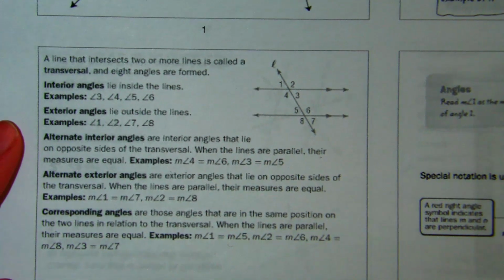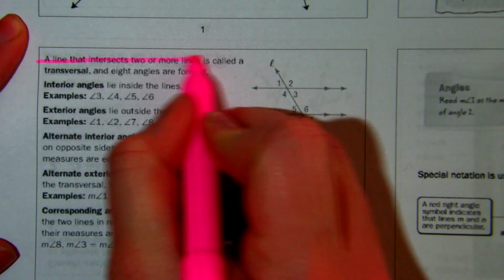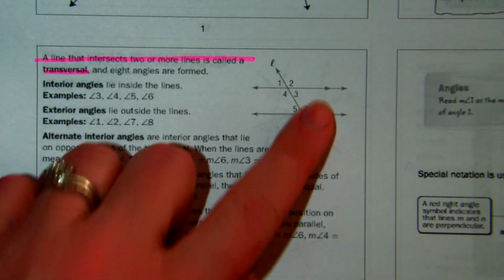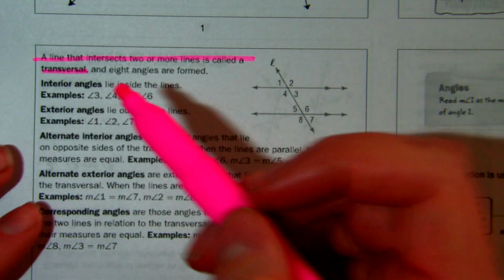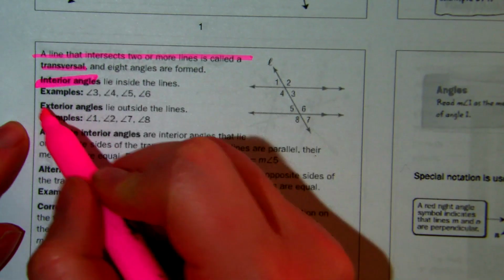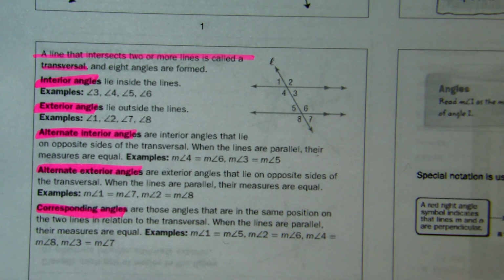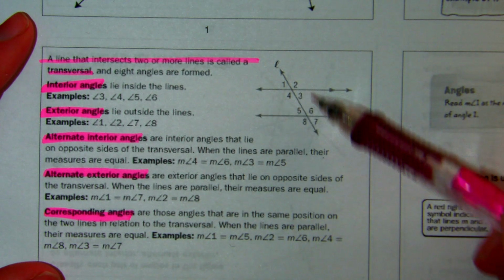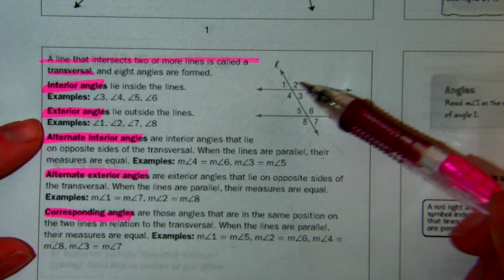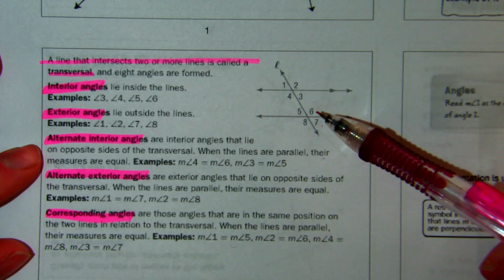Okay, so lots of vocab words here. A line that intersects two or more lines is called a transversal. And 8 angles are formed. They showed those. So interior angles lie inside the lines. So examples, they've got all of these vocab words. Interior, they show they're on the inside of the lines. So 3, 4, 5, and 6, in between the two parallel lines. Exterior, on the outside of the parallel lines. It might be helpful to draw this on your vocab sheet for each vocab word.